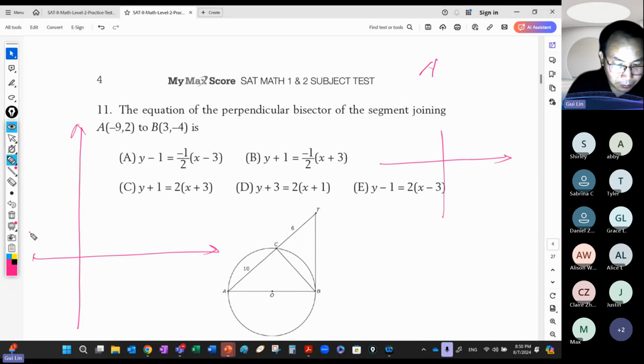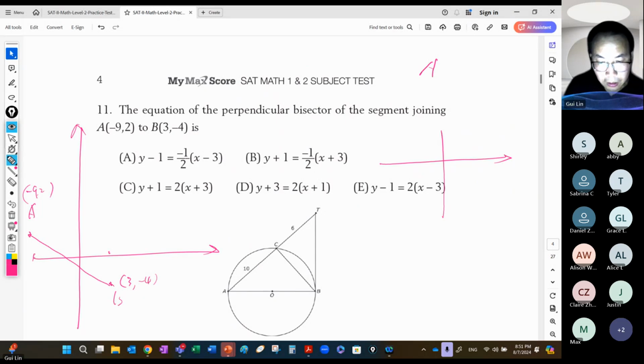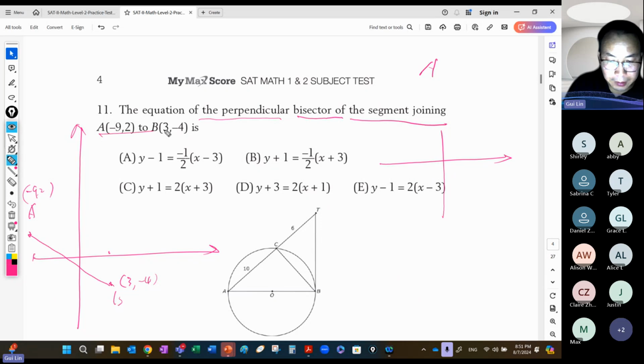A is (-9, 2), so around here. B is (3, -4), so around here. Okay, so it's two points, and let's make a connection. The equation of the perpendicular bisector of the segment joining AB.